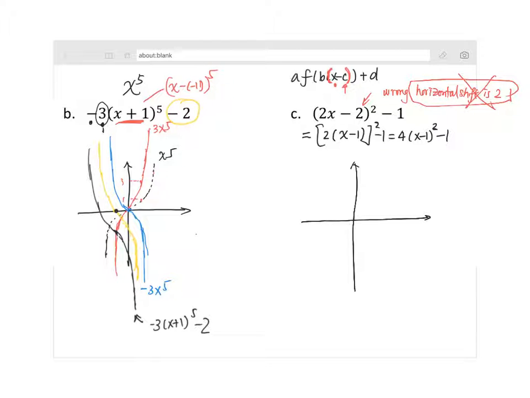Now I'm going to begin with x squared. So suppose this is my x squared. Please label your drawing, and then the 4 means I'm going to stretch this by 4. When it is 1, then it becomes 4. So this is my 4 times x squared.